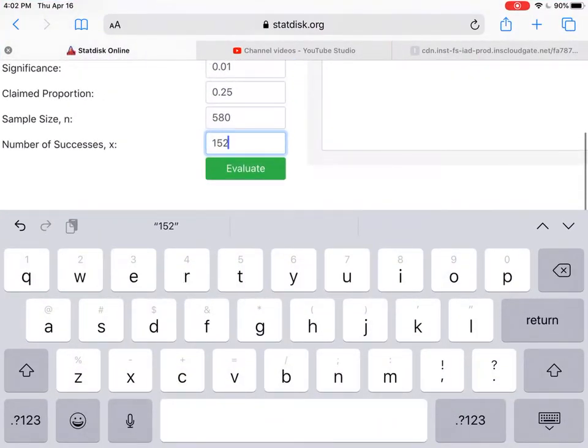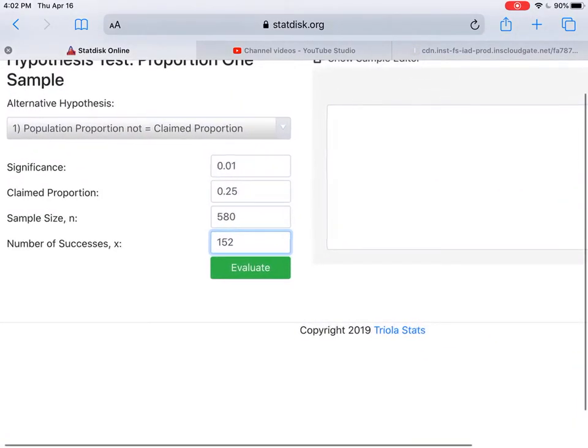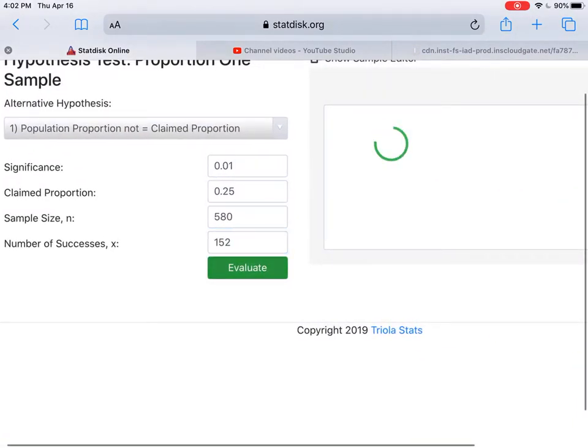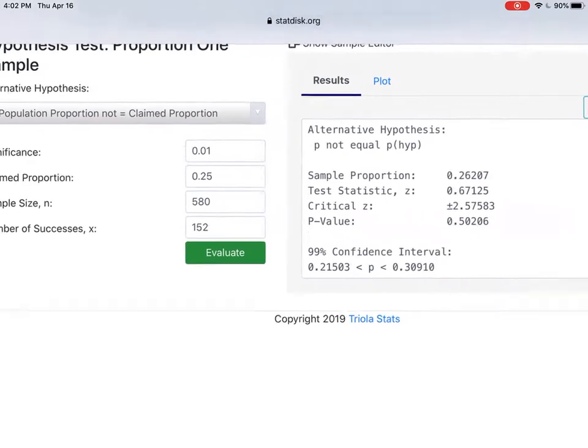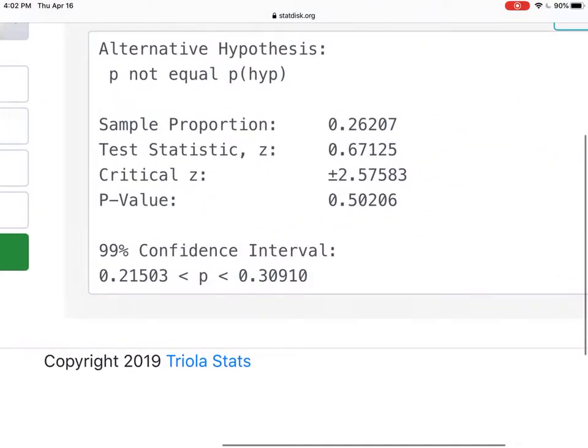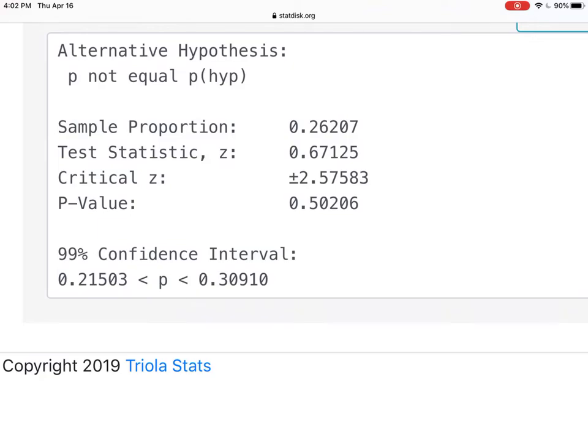So we put 152 as the number of successes, and then we evaluate that. When we evaluate that, we get all kinds of pieces of information. Right at the top, it restates the alternate hypothesis, so p is not equal to the hypothesized p. The sample proportion, the actual proportion of those in the sample that were yellow, is 0.26207. Our test statistic is 0.67125.